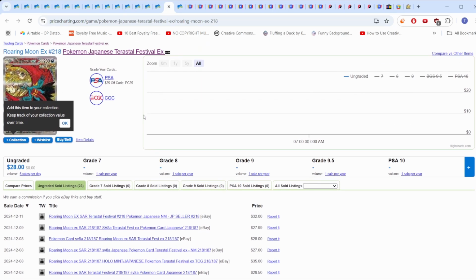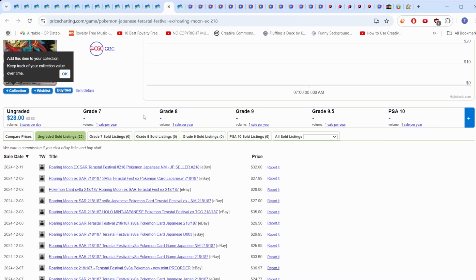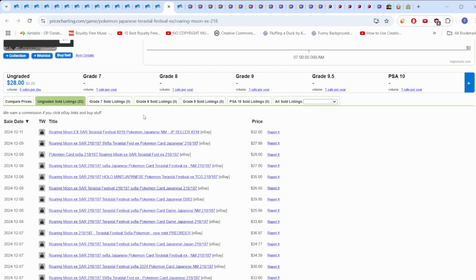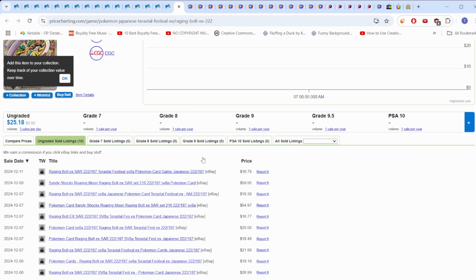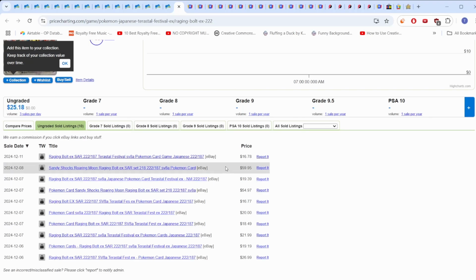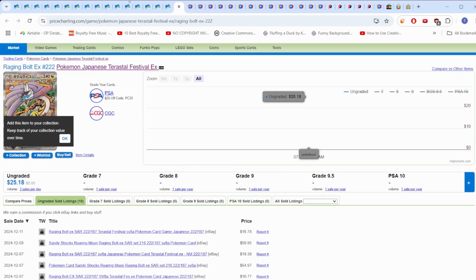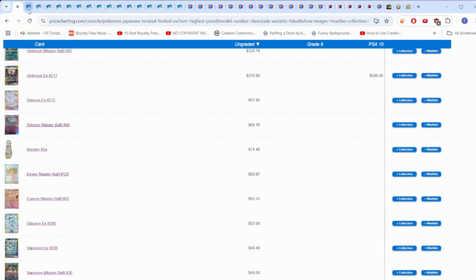I've been interested in this Raging Moon and the Raging Bolts, Aurora Moon and Bolt. It's about 30. It's been hovering around the 20s and 30s, and then this one is also 16. Wait, actually I think 16. I think the 50 one is actually the weird one. Yeah, this is close to around a $20 card normally right now. But yeah, that's PriceCharting.